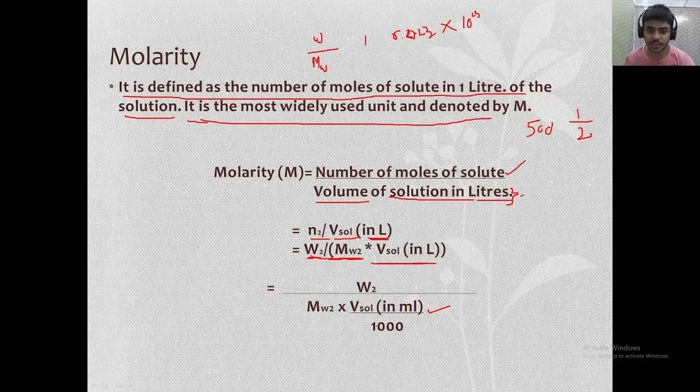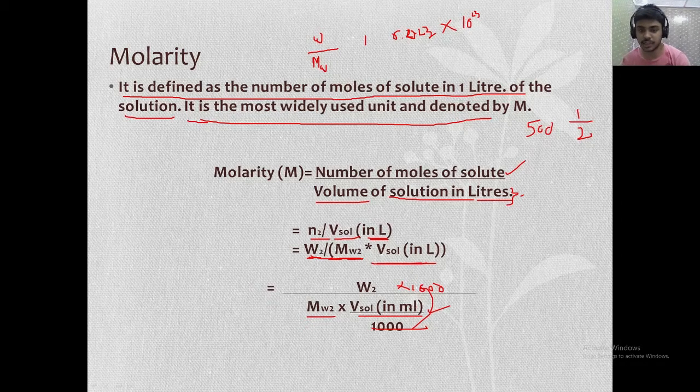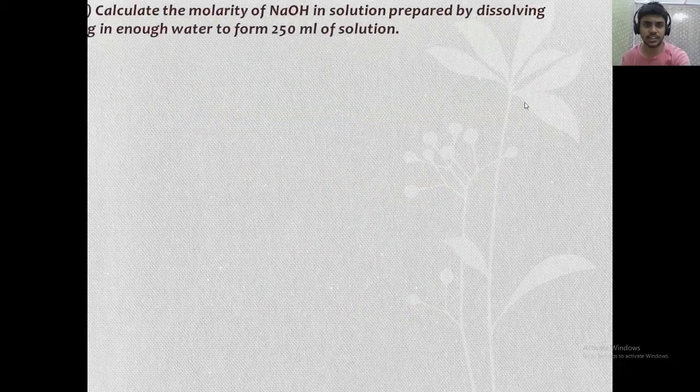Okay, so by 1000, it will go up, it will be into 1000 on the top. So the weight of the solute that you are dissolving in the solvent, by the molecular weight of the solute, into the volume of the total solution, and here into 1000 if you are taking the volume in milliliters. That conversion you have to make. If it is given in deciliter or something, you have to convert it to milliliter and then do all the calculation. It will be easier for you. So very basic thing. So let's come to the next point.